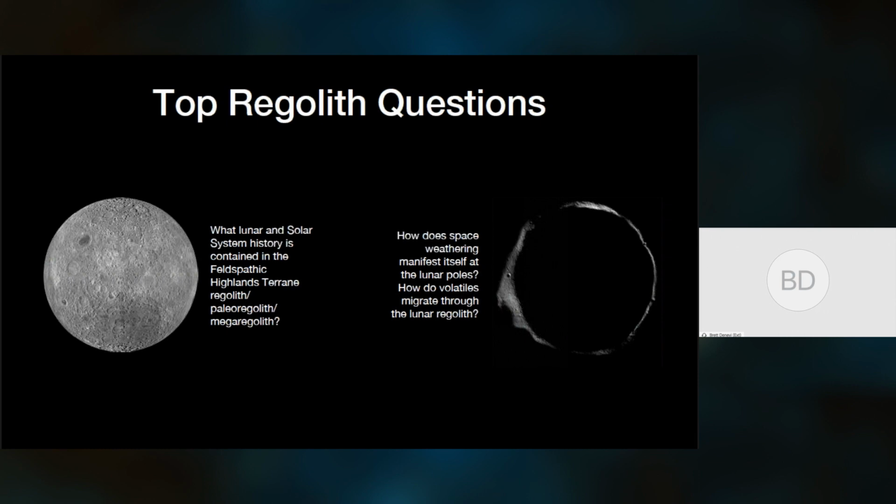So finally, we were asked to name a couple of our top regolith questions, as Ryan mentioned. And so these were mine. First, what lunar and solar system history is contained in the feldspathic highlands terrain, regolith, paleoregolith, and megaregolith? I think there's still a lot of surprises there. And then next, what will we learn from the poles? How does space weathering manifest itself at the lunar poles? And then how do volatiles migrate through the lunar regolith? So I will leave those there.